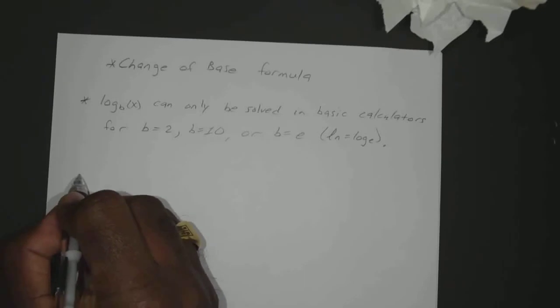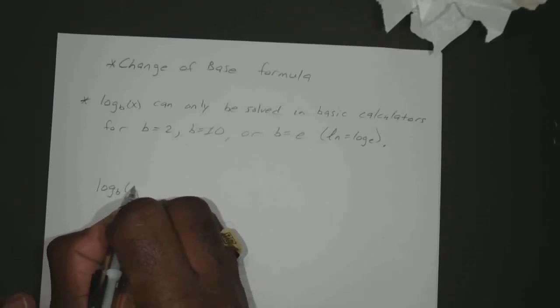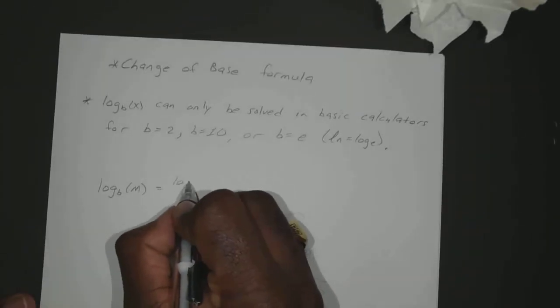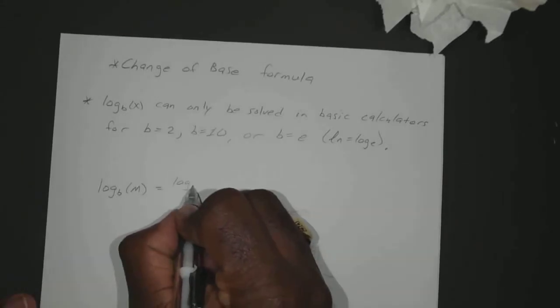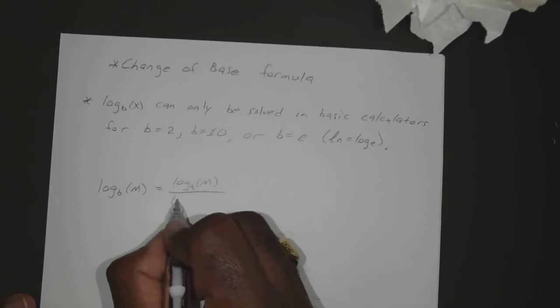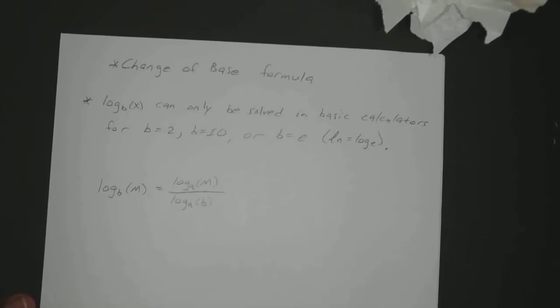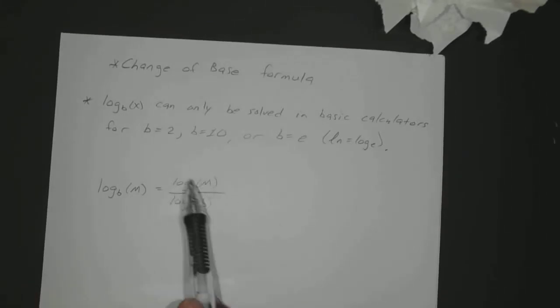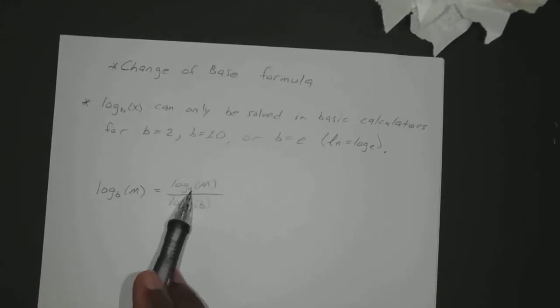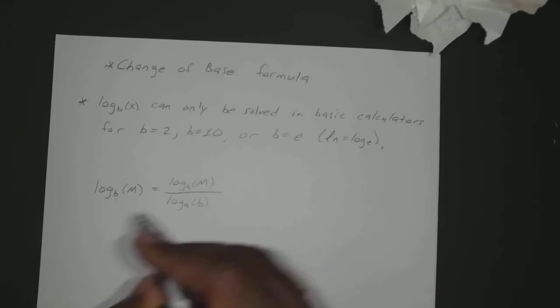Okay, so with the change of base formula, if you have the log base b of m, that's going to equal log, and you can change the base to any positive whole number, of m divided by log base a of b. Okay, so once you change your base, you just get your m value here, and then your former base, I guess you can call it that, in your denominator.